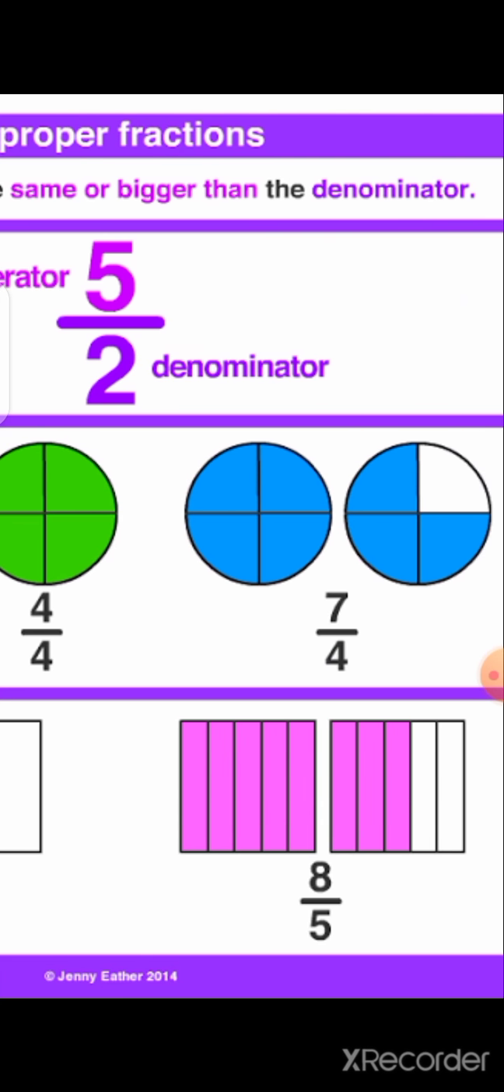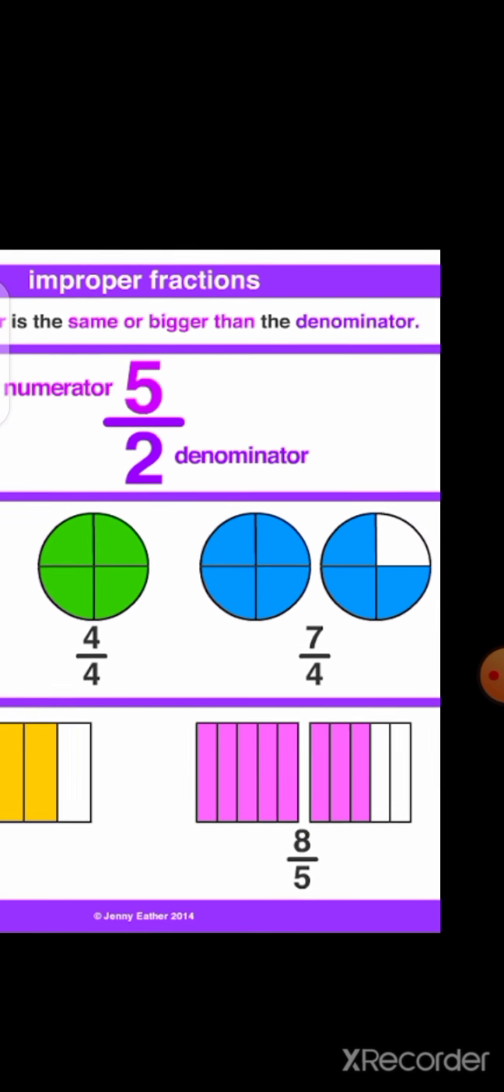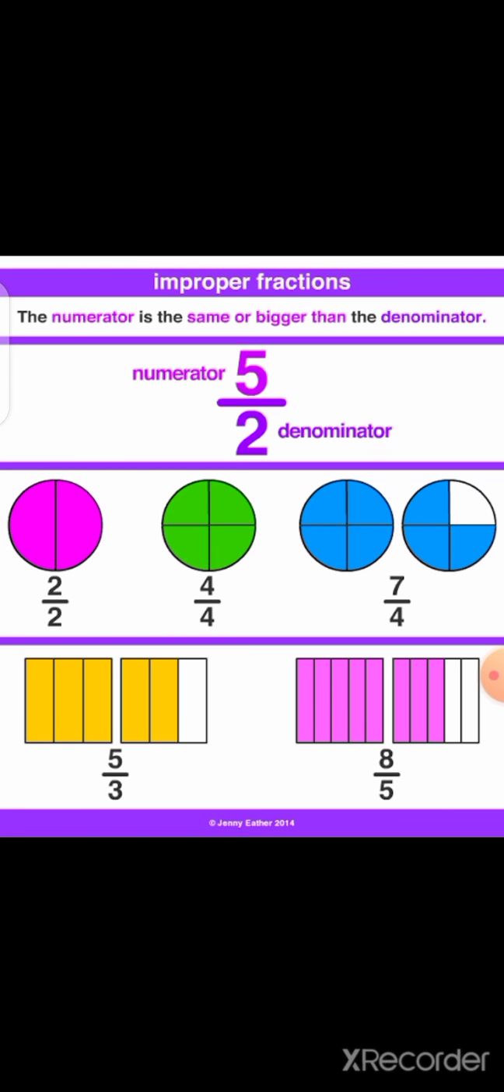Now the last example is here. Both the figures are divided into 5 equal parts. In the first one all the parts are shaded, and in the second only 3 parts are shaded out of 5. So if you count all the shaded parts in both figures, which are divided into 5 equal parts, the denominator will remain the same. But count the numerators. Numerators mean the shaded parts. 5, 1, 2, 3, 4, 5, 6, 7, 8. 8 over 5. This is an example of improper fractions.